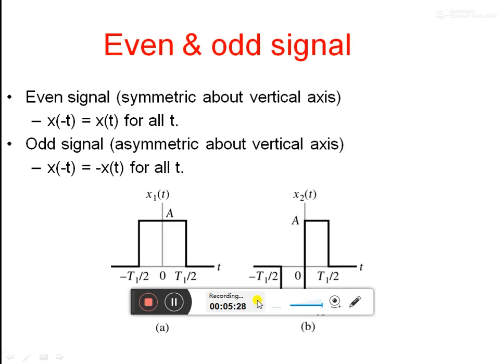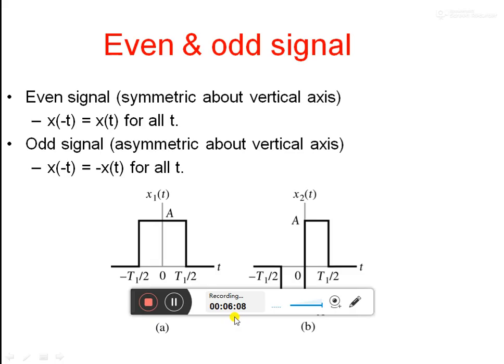So a simple example which I can quote for an even signal is the cosine signal, because cos of minus theta is always considered to be even in nature, since cos of minus theta gives you cos theta itself. Similarly, sin theta is considered to be an odd function, because sin of minus theta is equal to minus sin theta. So when we replace the variable with a negative time value, the amplitude goes negative in the case of an odd signal.